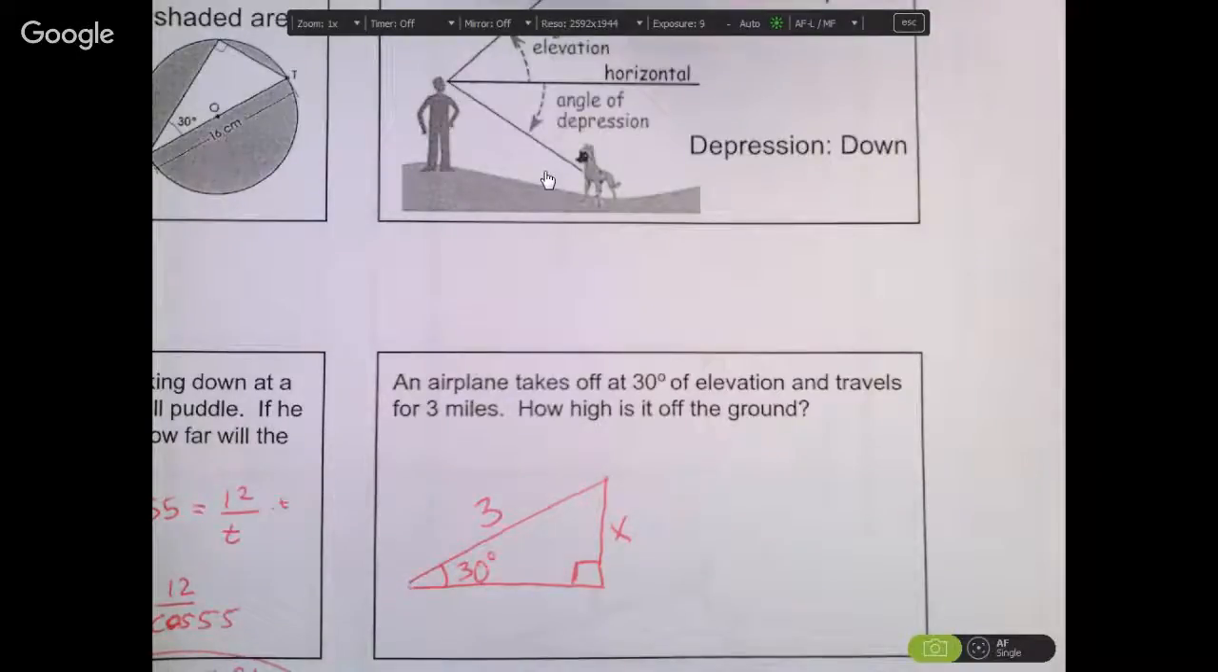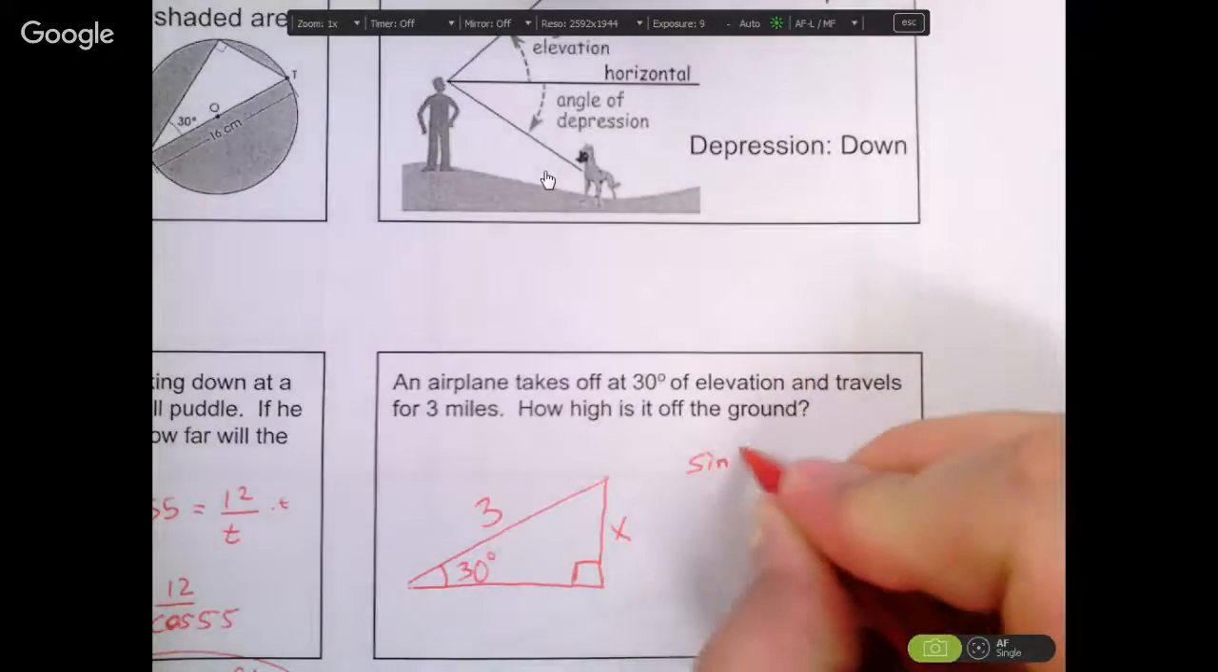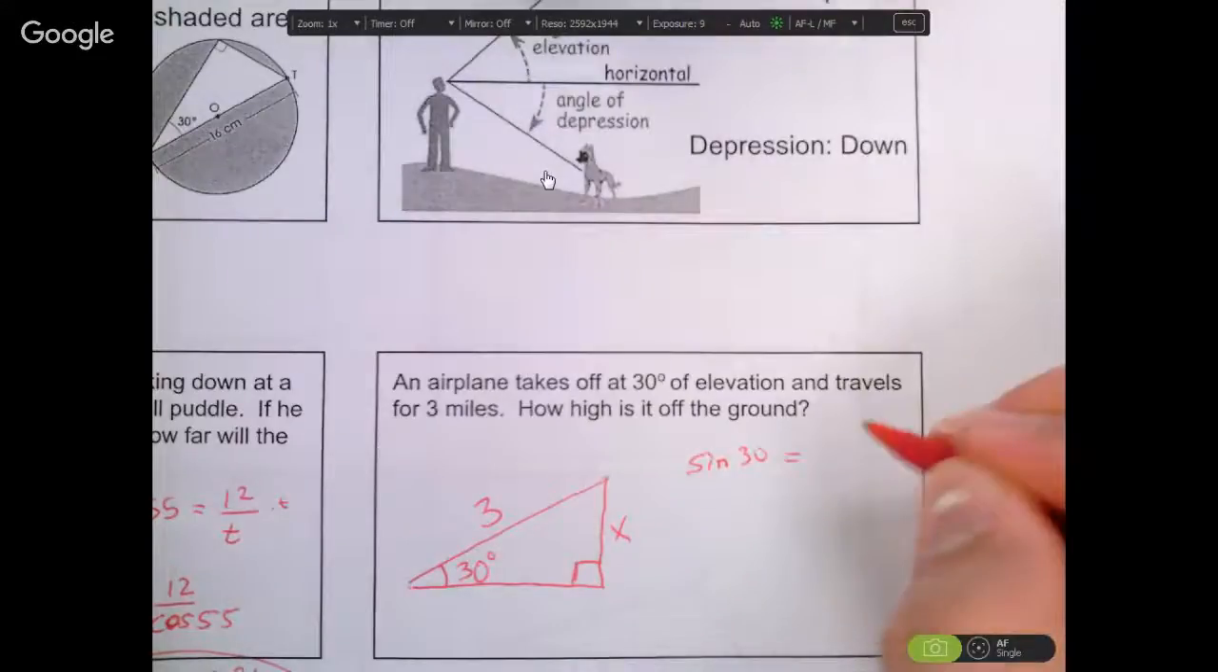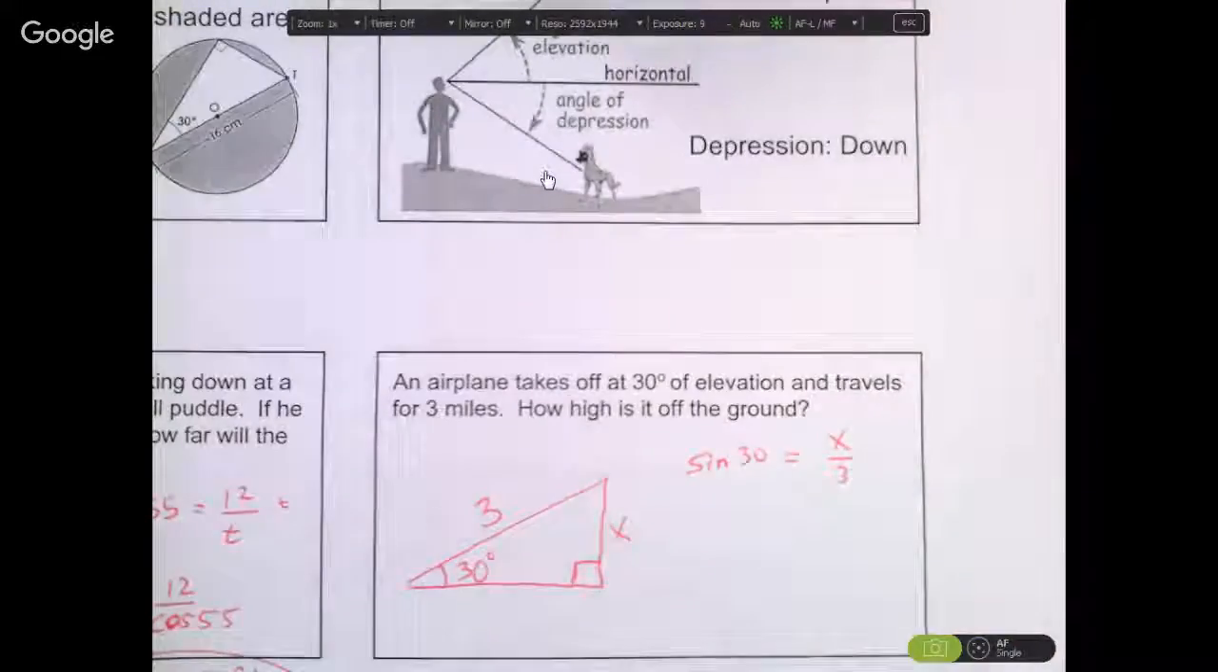For 30-60-90 or 45-45-90, it is fair game for me to say this is a question you don't get to use the calculator with. There is a non-calculator part to this test we're taking on Thursday. This could be one of the questions. So if you forgot that rule and you set this up to say sine of 30 equals x over 3, I expect you to be able to tell me what the sine of 30 is. It's 0.5.